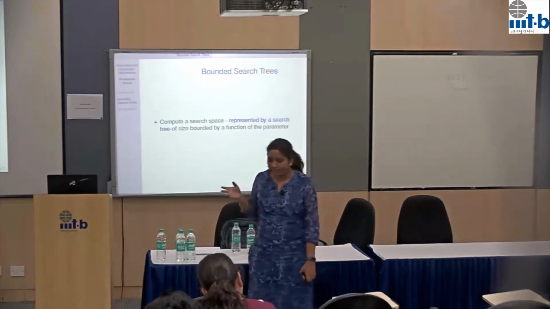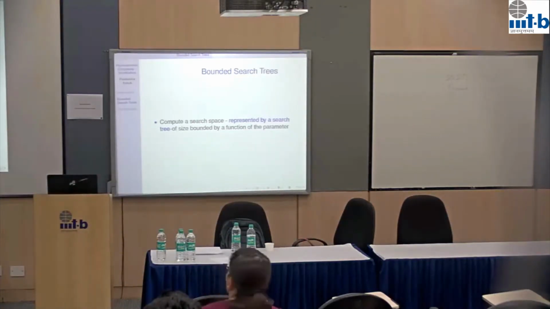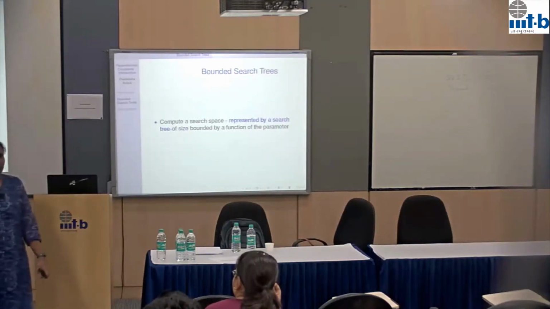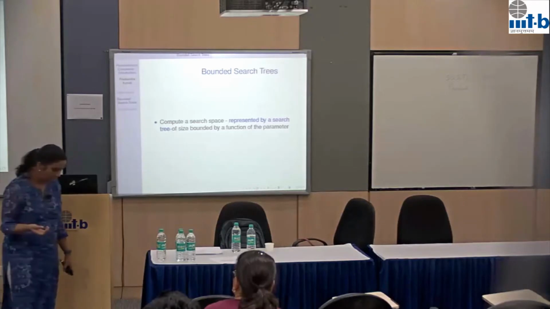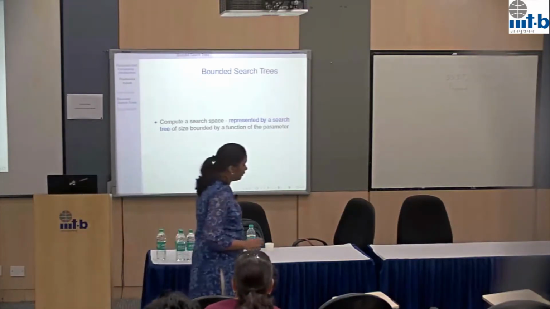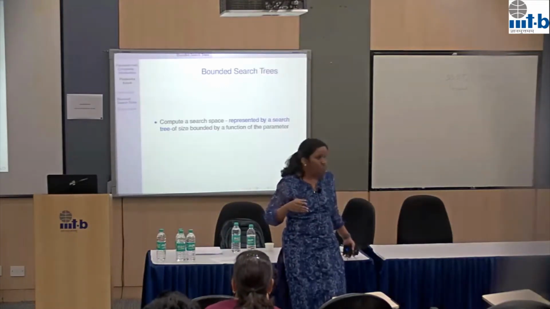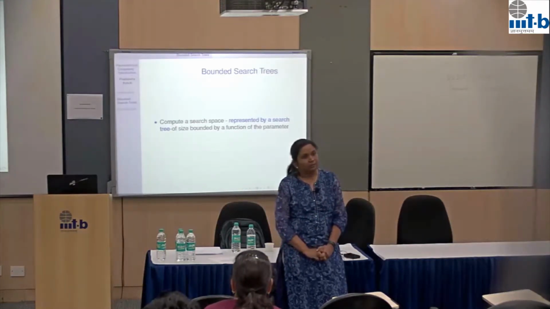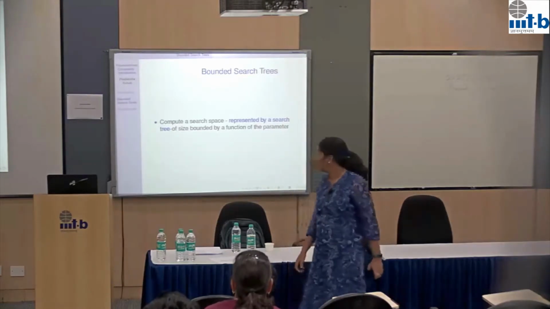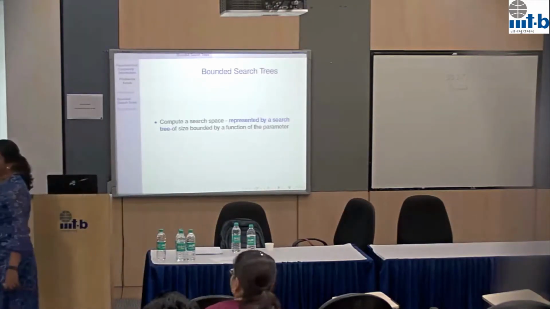Bounded search trees work like this. For any problem, there is a solution space, a space where all potential solutions are there. You know that if you do an exhaustive search in that solution space, you will get the solution. Here the idea is we'll also build a search space containing potential solutions, and we'll search the entire space, but we'll make sure that the size of the search space is bounded by a function of the parameter.